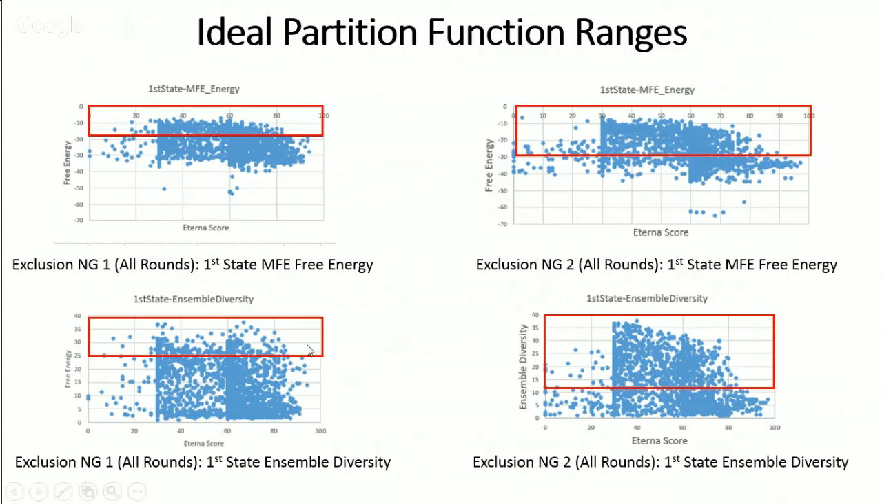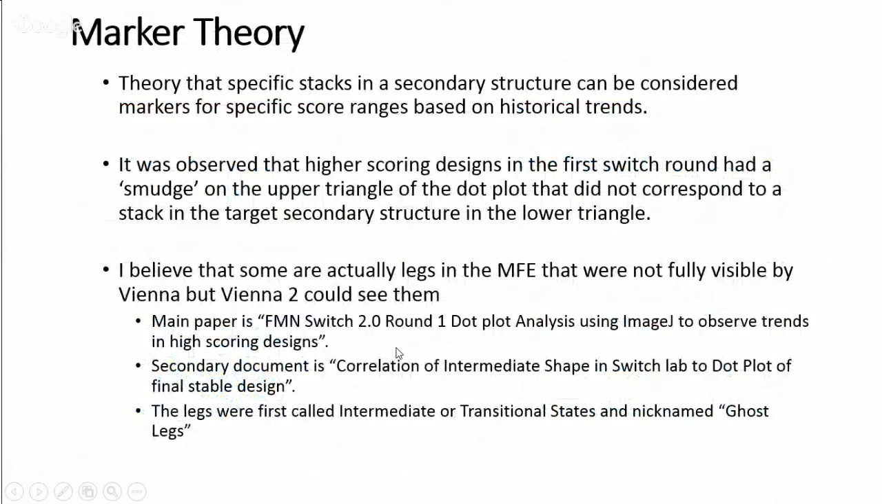But you can see that there tends to be high scores in the specific ranges that kind of exclude. So you can use that as a way to exclude bad designs, or guaranteed bad, as I like to call them. And so the last thing is marker theory.